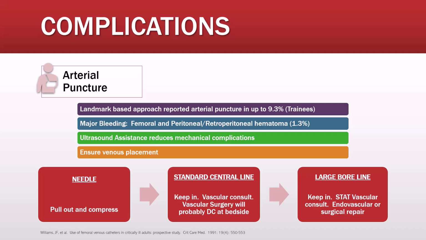In regards to a large bore central line, this could be defined as a Cordis, which is a 9 French, or a hemodialysis catheter, which is a 13 French. If these lines are inadvertently placed into the arteries, keep these in, secure them in place, and obtain a stat vascular consult. Most likely these patients will require endovascular repair or open surgical repair.